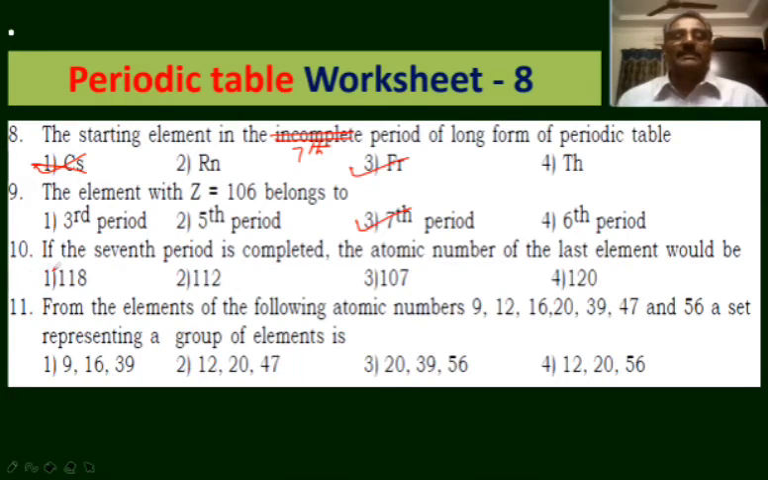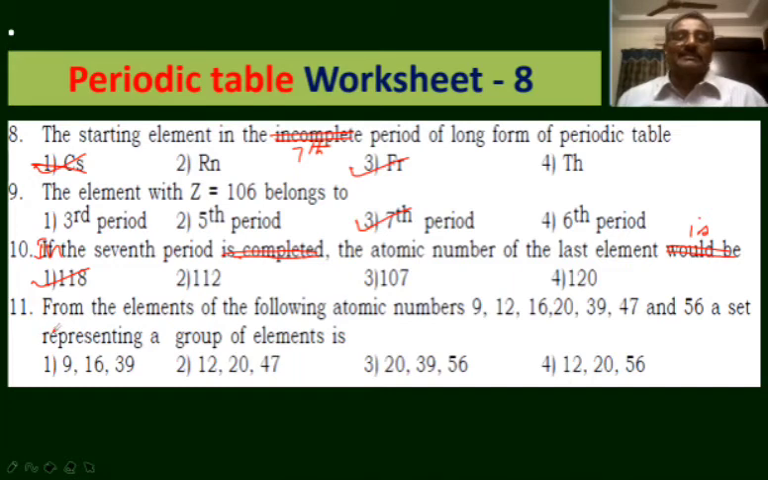10th question. If the 7th period is completed, the atomic number of the last element would be, let us change this question. In the 7th period, the atomic number of the last element is 118. First option is the right option.